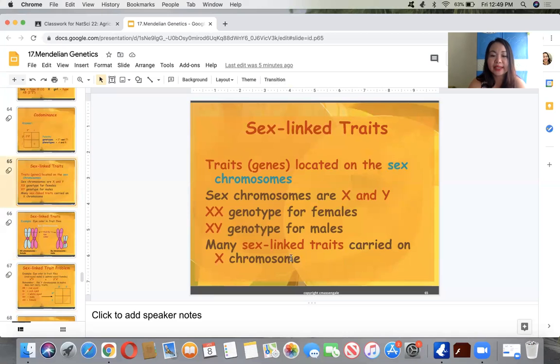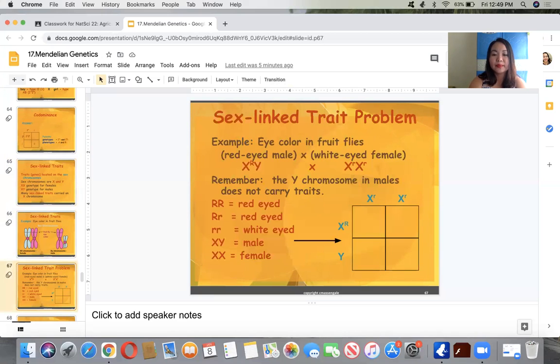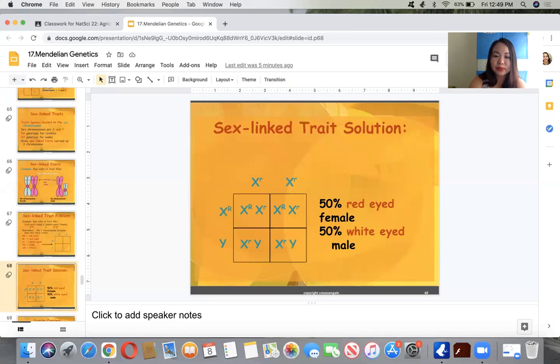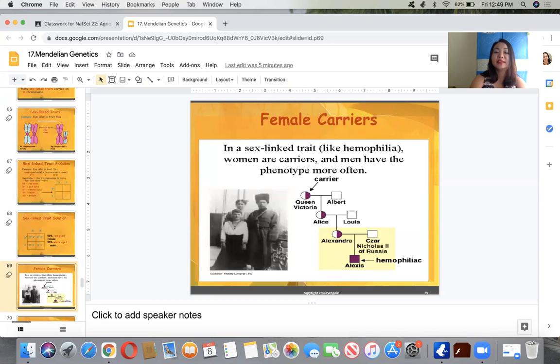Many sex-linked traits are carried on the X chromosome. So if you use the Punnett square again for the red-eyed male and the white-eyed female, this would be the combination. There will be 50% red-eyed female and 50% white-eyed male, 1:1. So a female can sometimes also be genetically a carrier.